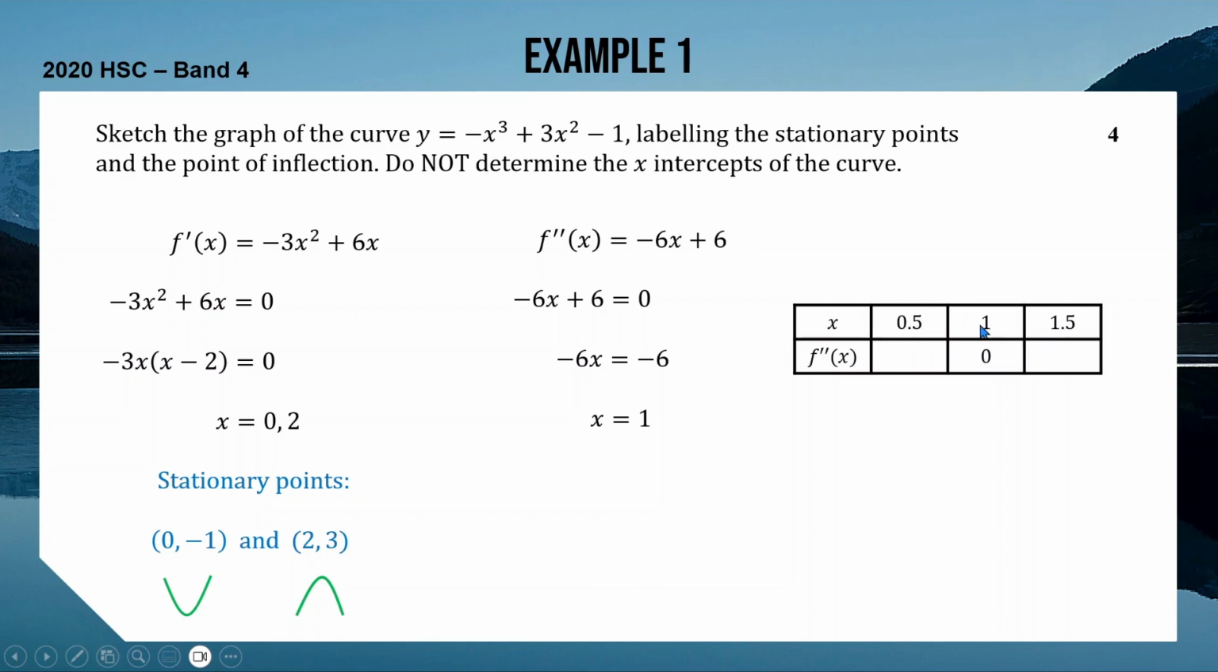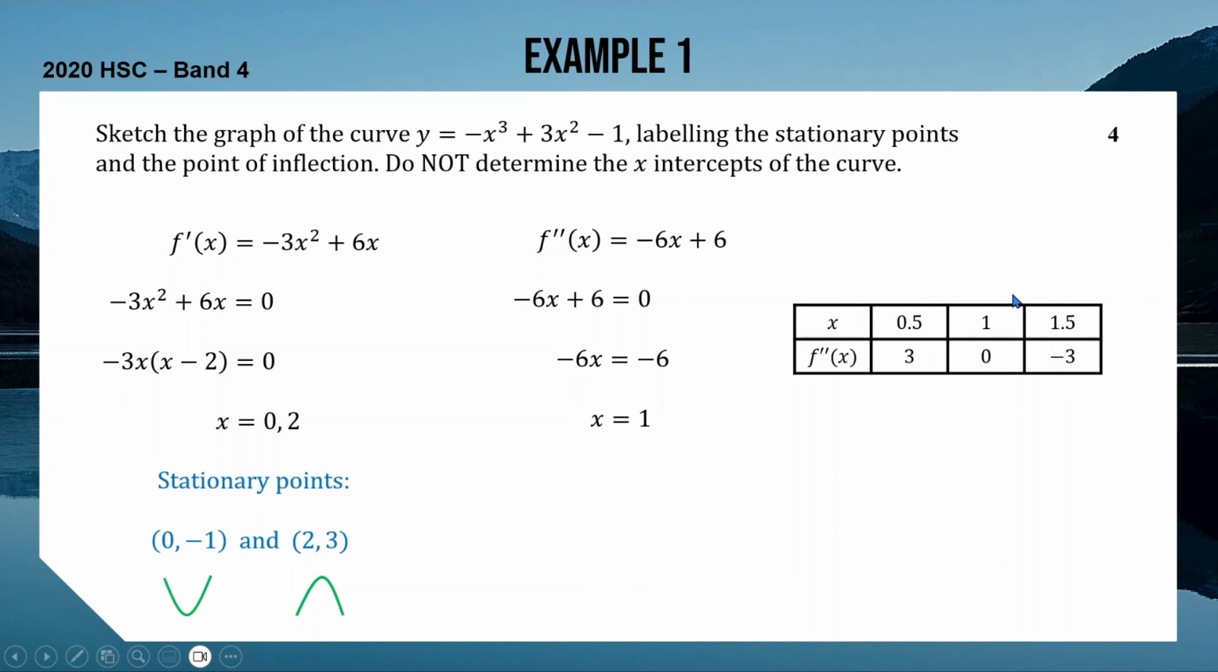Now, when we sub 1 into the second derivative, we get 0. If you sub 0.5 into the second derivative, you get a value of 3, which is positive. If you go to the right and sub 1.5 into the second derivative, you actually get a value of negative 3. So what this table is doing is highlighting that to the left of 1, we are concave up because we're positive, and to the right of 1, we are negative, so we are concave down.